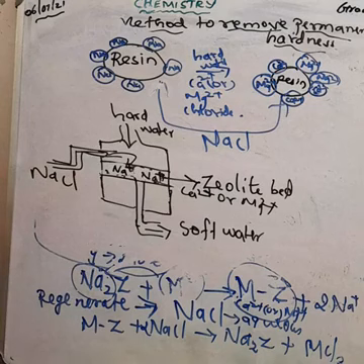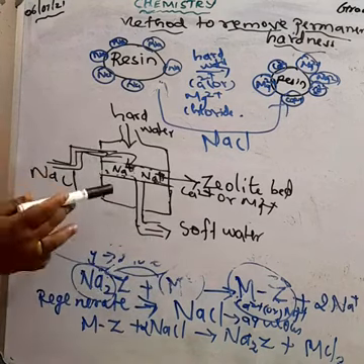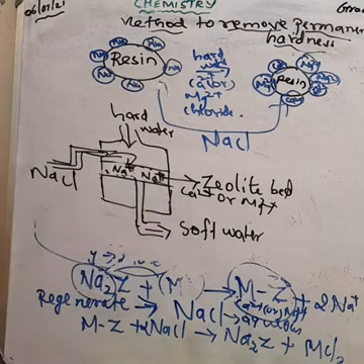Again we can regenerate this resin by adding sodium chloride. Understood? This is the ion exchange method, an important method. By this method we can remove the cations in hard water. Like that we can also remove the anions in hard water, using an anion exchange resin, another resin.